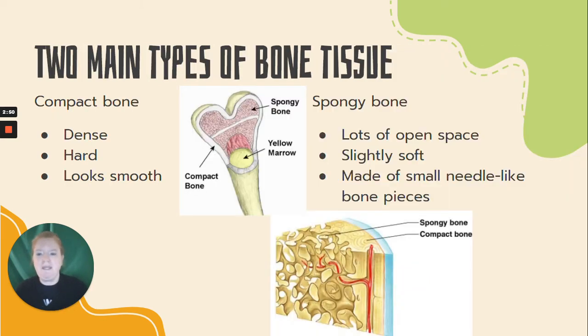There are two main types of bone, compact bone, and that's what most of us think of when we think of bone. It's dense, it's hard, it's white, it looks smooth. That's what bones look like on the outside. But inside, there is some spongy bone, and the spongy bone has lots of open space. It's a little bit soft, and it's made of these needle-like bone pieces, and it gives some lightness to our skeleton so that we can actually move our bones around.